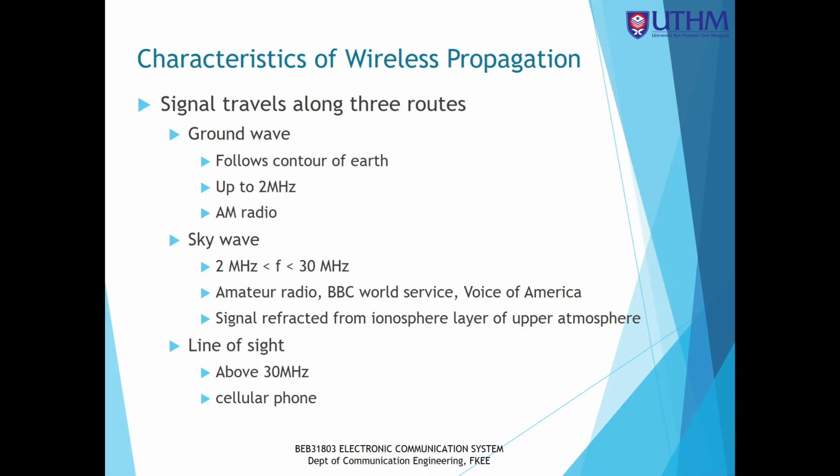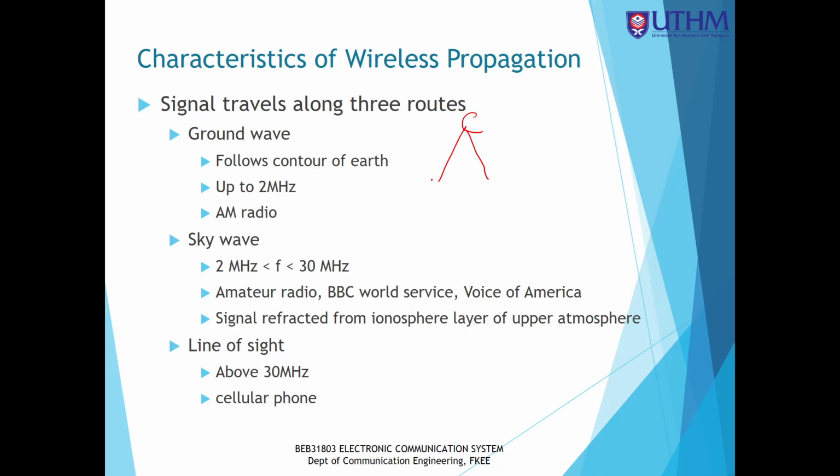So, characteristics of wireless propagation. Signals travel along three routes. We have ground wave, sky wave, and also line of sight. Okay. So, what is the ground wave? So, ground wave, you see that, okay. So, this normally goes from the transmitter to the receiver at a higher distance. Eh? So you see that ini daripada pencawang signal.